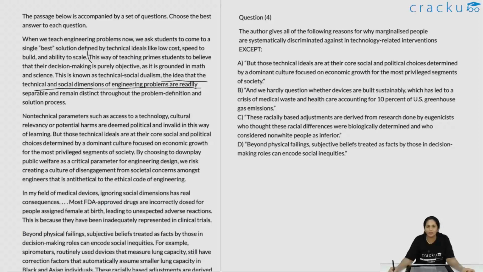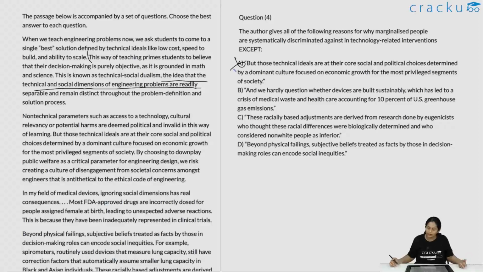So this is basically what the author says, that when you say that, okay, we have to optimize for cost, we have to optimize for speed of building or scalability, you're essentially considering only the needs and concerns of the dominant culture. This has been given as a way of essentially discriminating against the marginalized society. So this is true. You focus on the needs of the dominant culture and ignore the needs of the marginalized sections of society. So this is one of the examples or reasons that is given.